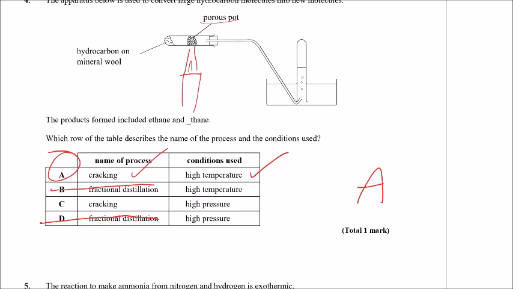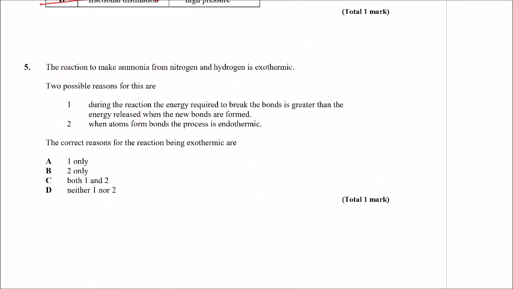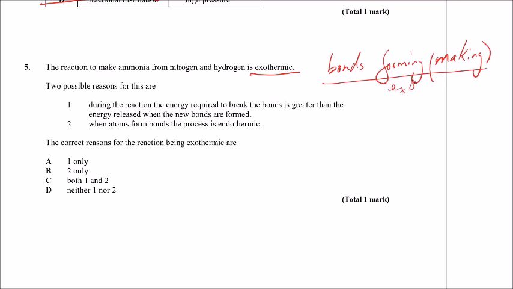Don't just revise the theory, because you would have done that practical, and if you remembered it, it should have been reasonably easy. Question 5, the reaction to make ammonia from nitrogen and hydrogen is exothermic. Okay, so jumping straight in. During the reaction, the energy required to break the bonds is greater than energy released when the new bonds are formed. Now, given that it's exothermic, this means the bonds forming, or the bonds making, is going to be greater, given that that is the exothermic process.